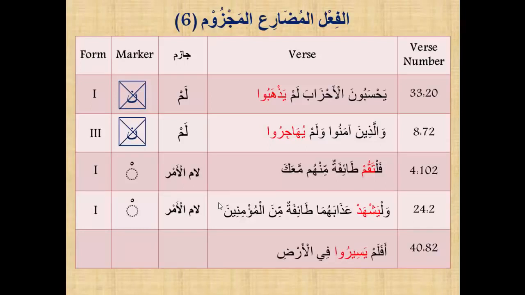Last example, أَفَلَمْ يَسِيرُوا فِي الْأَرْضِ. We have لَمْ as the jazm, dropping of the noon, يَسِيرُوا. In the مَرْفُوع, it's يَسِيرُونَ. And then the form, this is a form one verb.